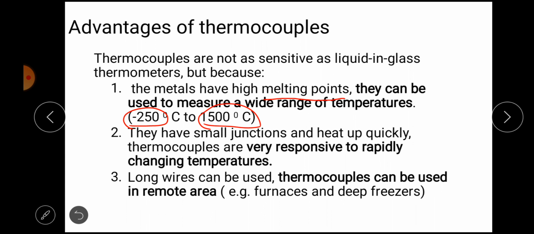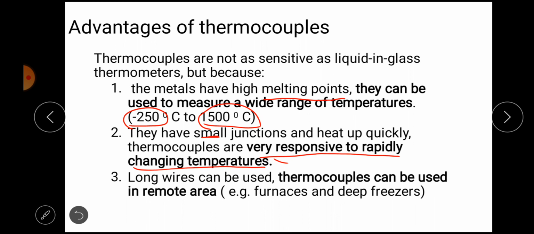They have a small junction and heat up quickly. Thermocouples are very responsive to rapid change in temperature because of the small junctions. A rapid change, like if this time it is 15 degrees Celsius, and then the next time it is 1000 degrees Celsius. So that's a rapid change. It can be detected easily by the thermocouple.